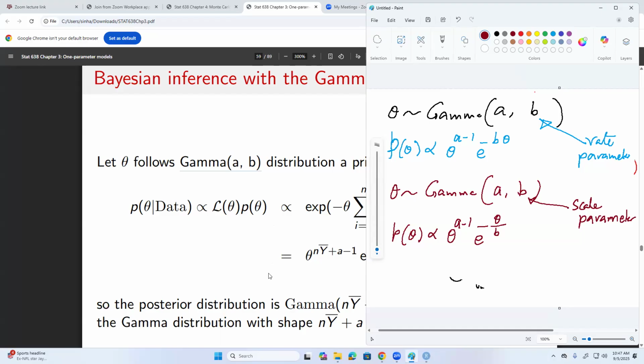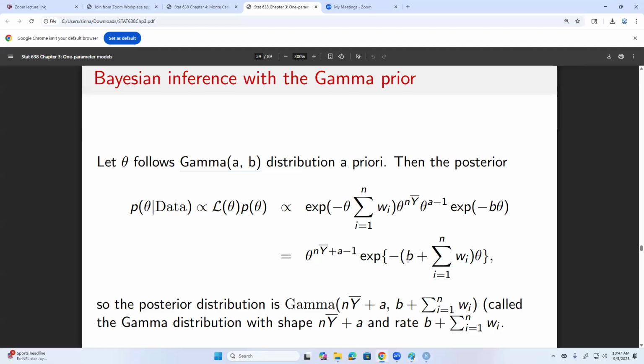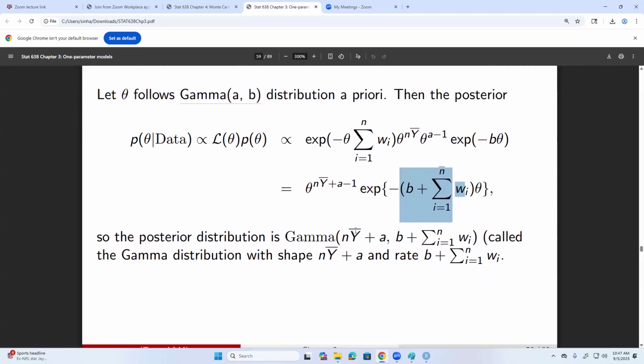But here it is the rate parameter, so it is written in this format: B times theta. Collecting all the terms involving theta, you obtain theta to the power n y bar plus a minus 1 and e to the power minus b plus sum of wi times theta. So it is a gamma distribution again with shape parameter n y bar plus a and rate parameter b plus sum of wi.